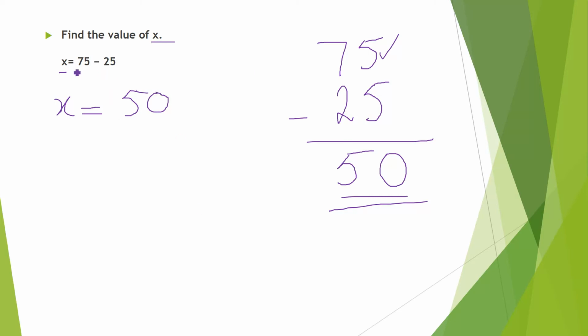And another way is, if you want to do here directly, so this is 5 minus 5 and then from 7 negative 2. 7 negative 2 is 5 and 5 negative 5 is 0.